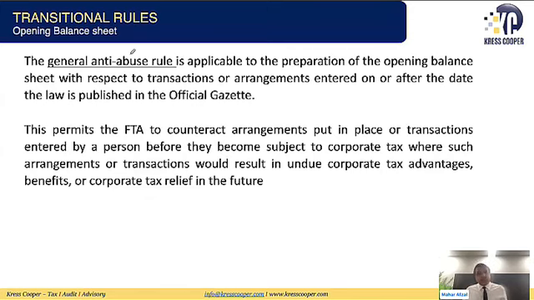This permits the FTA to counteract arrangements put in place for a transaction entered into by a person before they become subject to corporate tax anyway. So these are covered under anti-abuse as well.